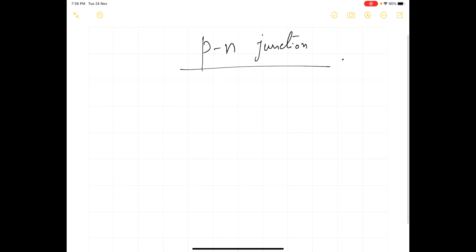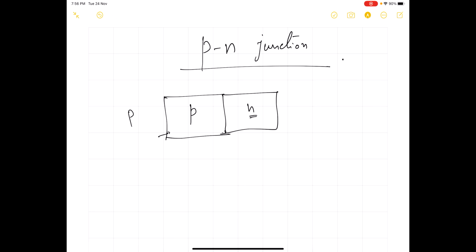So as I said, what is P and N? P and N are two extrinsic semiconductors. Let's say this is P, this is N. So here we prepare the p-type extrinsic semiconductor by doping phosphorus ions in the silicon, whereas n-type we can make by boron doping in the silicon.